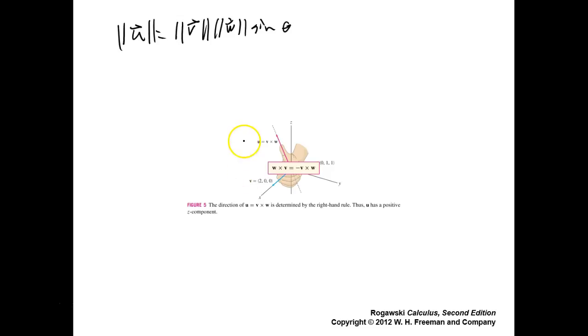Magnitude of V, that's pretty easy. What is that? It's 2. It's going 2 in the x direction, 0 in y, 0 in z. The magnitude's 2. Okay. W is 0, 1, 1, that would be the square root of 0 squared plus 1 squared plus 1 squared, square root of 2. So this will be the square root of 2. Now, the sine of the angle in between. How do we get the angle in between?